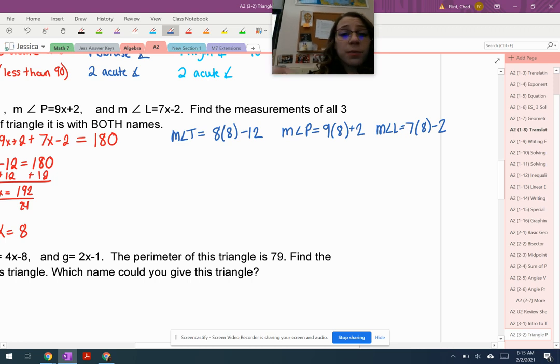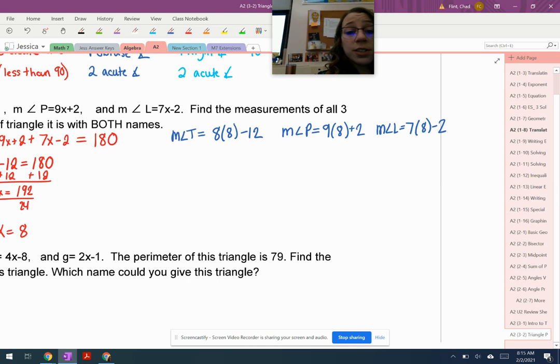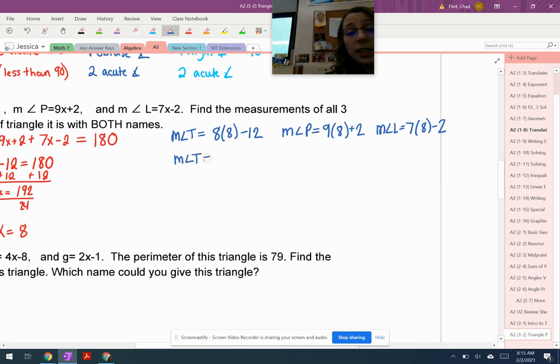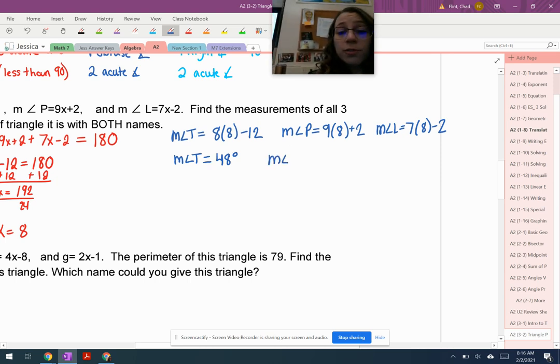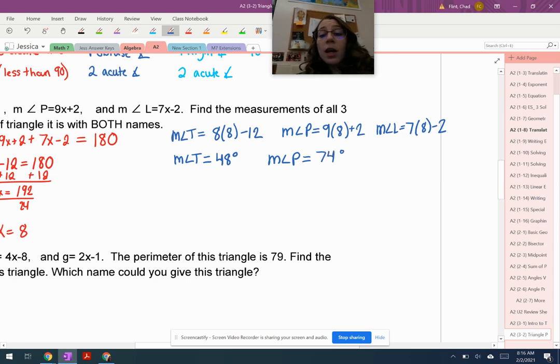So let's math that. 8 times 8 is 64. 64 minus 12 is going to give me 48. So the measure of angle T is equal to 48 degrees. The measure of angle P, 8 times 9 is 72, plus 2 is going to be 74 degrees. And 7 times 8 is 56, minus 2 more gives me the measure of angle L to be 54 degrees.